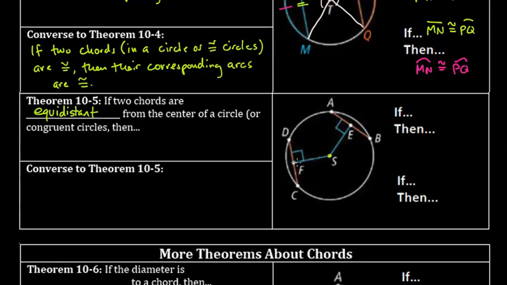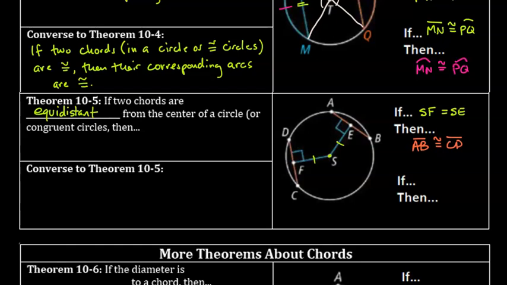And if we're measuring the distance from a segment to a point, we have to measure along a path that's perpendicular to the segment. So SF represents the distance from chord DC to the center of my circle. Segment SE is representing the distance from AB to the center. And if those two things are congruent, equal in length, equidistant, then what we know is that segment AB will be congruent to segment CD. And this has something to do with congruent triangles.